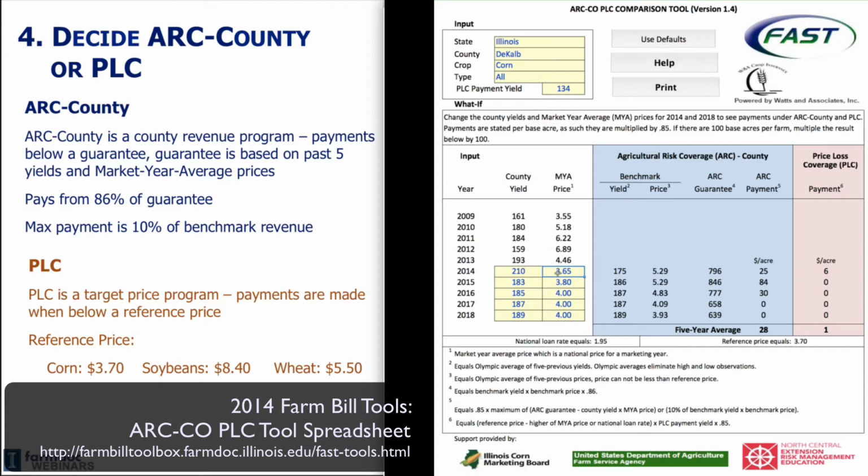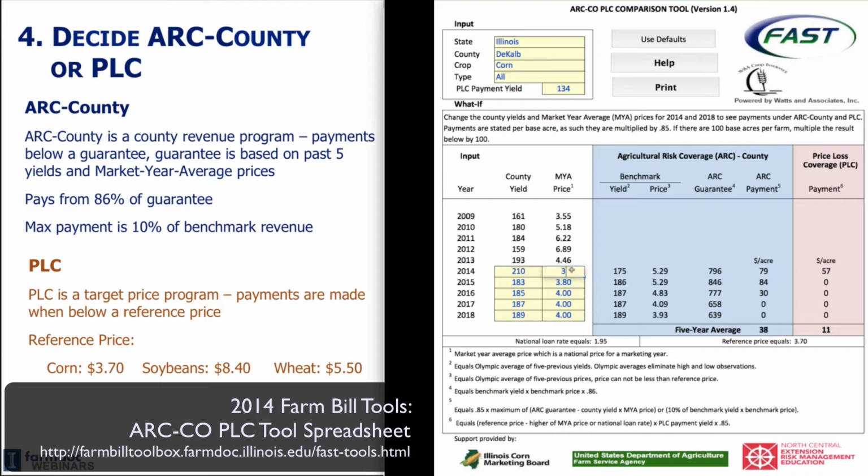365 is the current midpoint of WASDE's range. Their range is from 380 to 320. If I put a 380 in here, you'll know what's going to happen to PLC. It's going to go away because it's above the reference price, and ARC goes away too. On the other hand, if we're at the low end, 320, ARC would make a $79 payment, which would be at the max. PLC's payment would increase to $57 because it's further away.